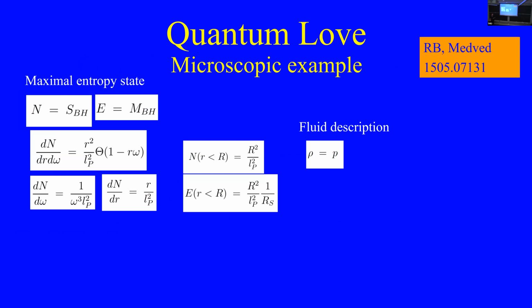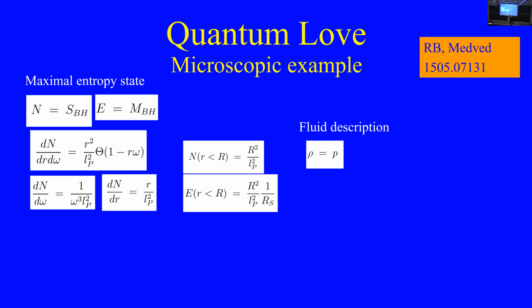So here is a microscopic example. This is something, in fact, that I added after my talk on Monday in Colombia, because they asked me to do that. And this is a model that we used a long time ago. The idea is to describe the black hole as a maximal entropy state. So each sphere in the black hole has maximal entropy, has Bekenstein-Hawking entropy.